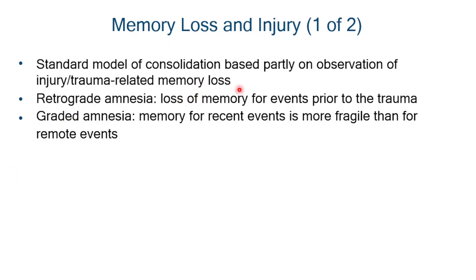So using the standard model of consolidation, it is partly based on the observation of injury or trauma-related memory loss. Particularly retrograde amnesia, wherein there is loss of memory for events prior to the trauma. This is what we usually see in movies and dramas, where, supposedly, someone gets into an accident, hits their head, and when asked what their name is, they can no longer remember it. So, that's basically retrograde amnesia.